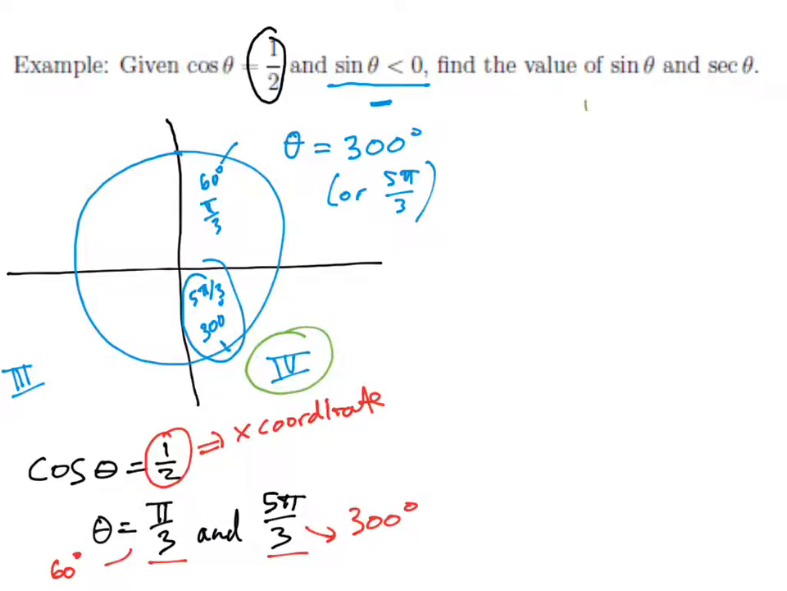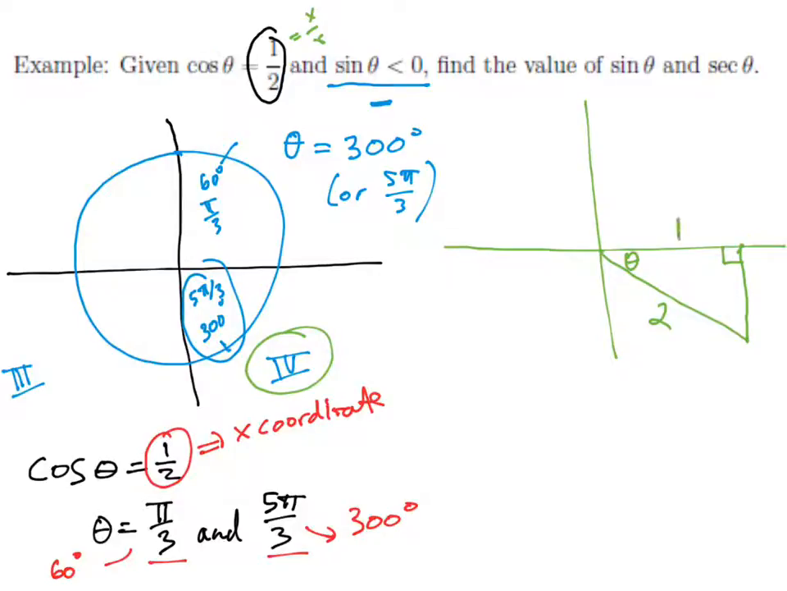So I'm going to draw a triangle in quadrant 4 with theta as the central angle. Okay, and it's saying cosine is equal to 1/2. Well, if cosine is equal to 1/2, cosine is always x over r. So the r value is the hypotenuse here, and x is 1. So what I need to do is figure out this y value.